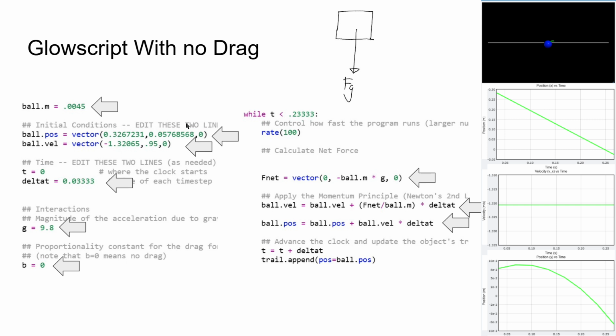This is a GlowScript model with no drag. The initial conditions are highlighted with arrows along with other important information. Again, we found the initial velocity using the v-average formula on the previous slide. We broke the computation up into time steps of 0.033 seconds and had it run until time was 0.233.